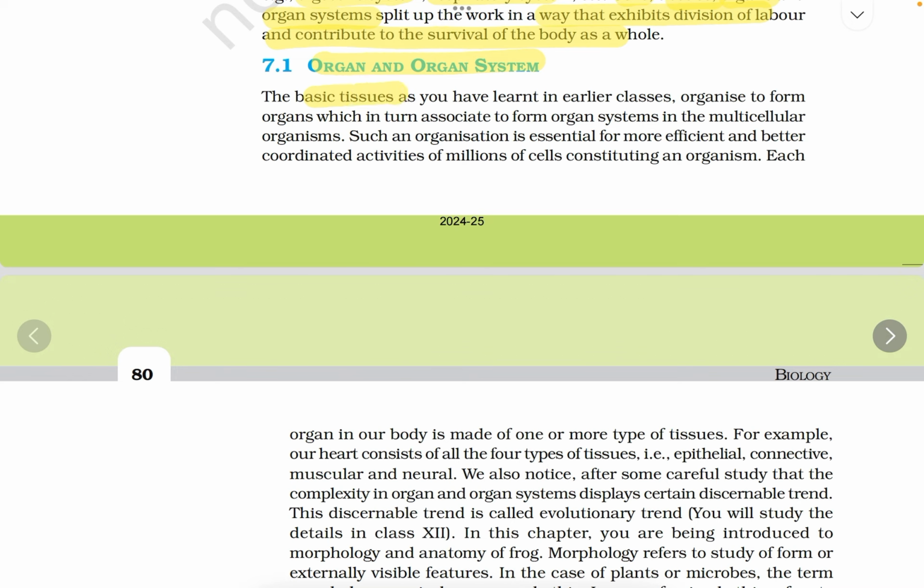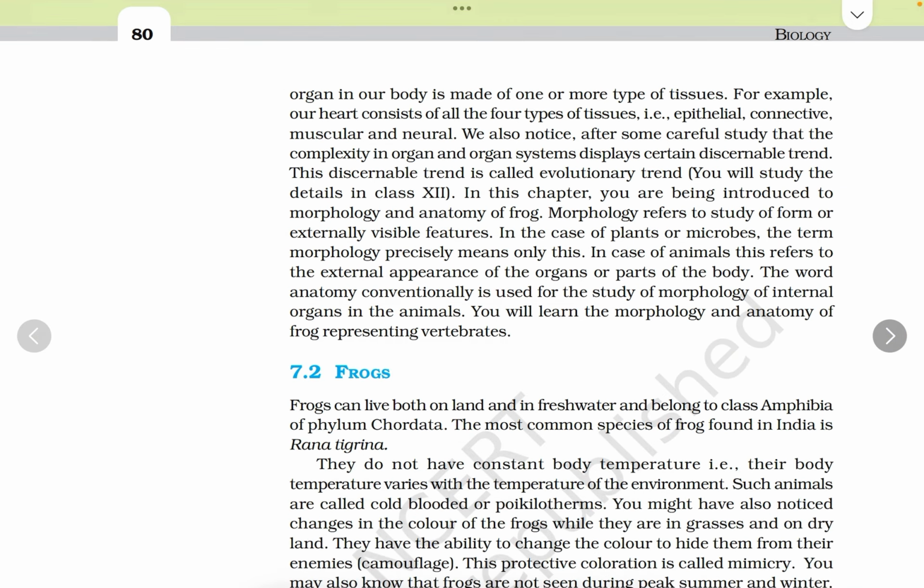The basic tissues that we learned in earlier classes form organs, which in turn associate to form organ systems in multicellular organisms. Such organization is essential for more efficient and better coordinated activities of the millions of cells constituting an organism. Each organ in our body is made up of one or more types of tissues. For example, our heart consists of all four types of tissues: epithelial, connective, muscular and neural.